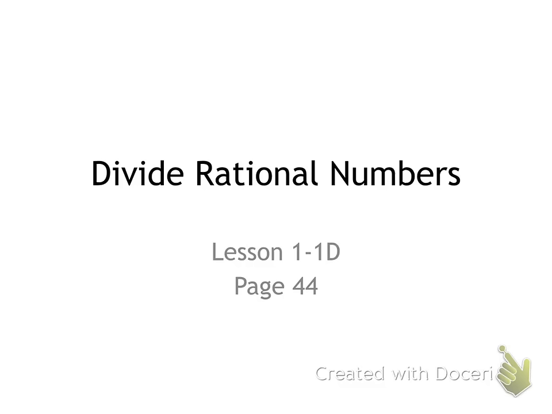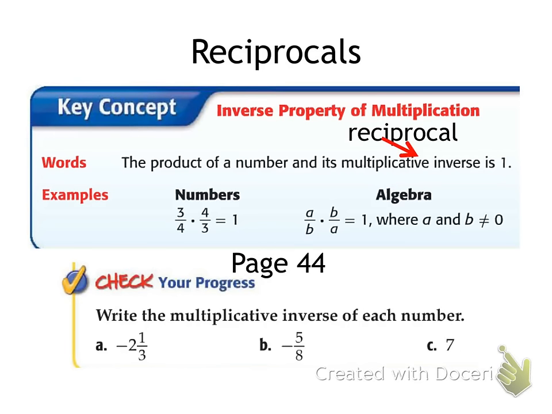Alright, now we're on to dividing rational numbers. First thing, the inverse property of multiplication. The product of a number and its multiplicative inverse is 1. Okay, so we're going to have to find these multiplicative inverses. It's also called a reciprocal. Make sure you have that written down in your notes. All right, so basically a multiplicative inverse is the fraction flipped upside down. So the numerator becomes the denominator and the denominator becomes the numerator.